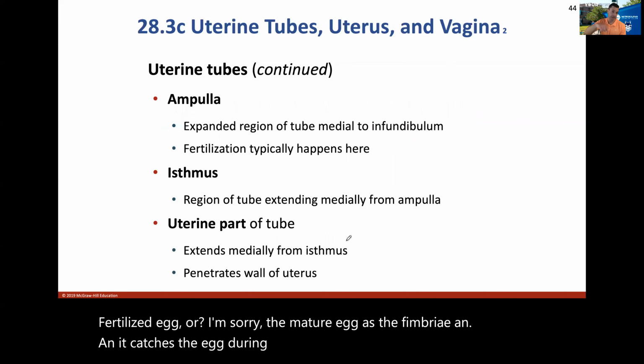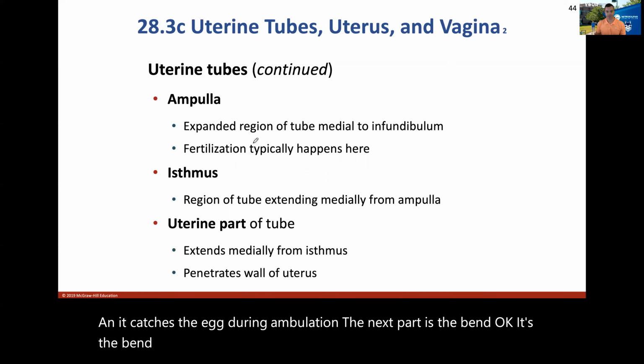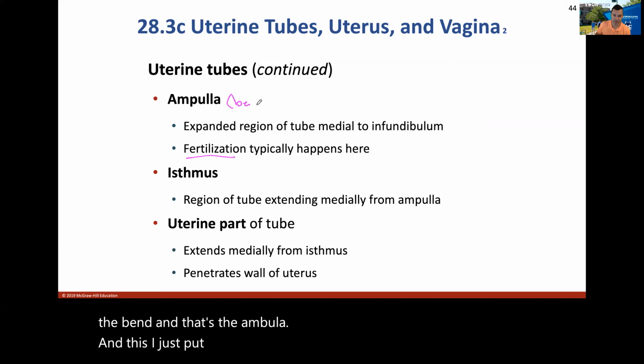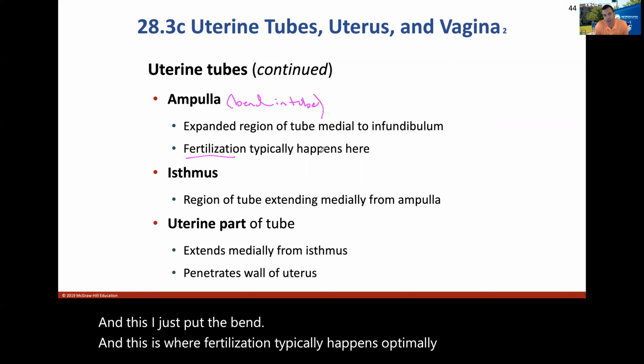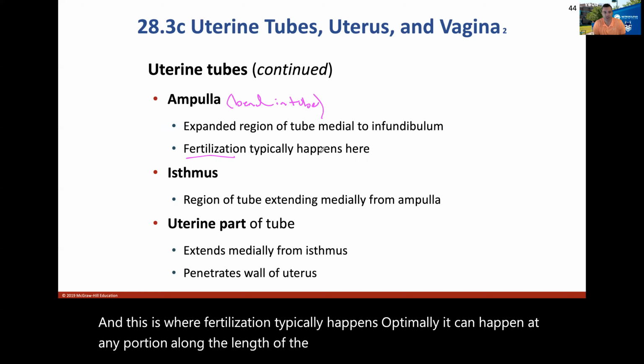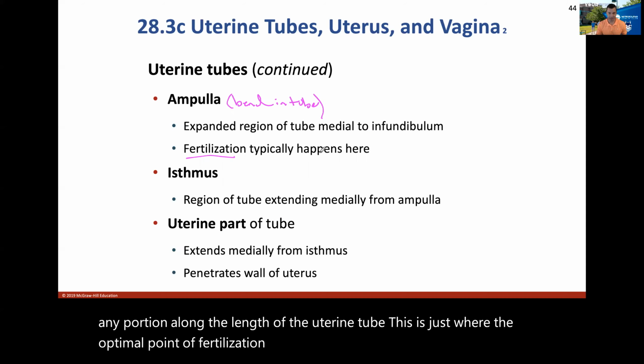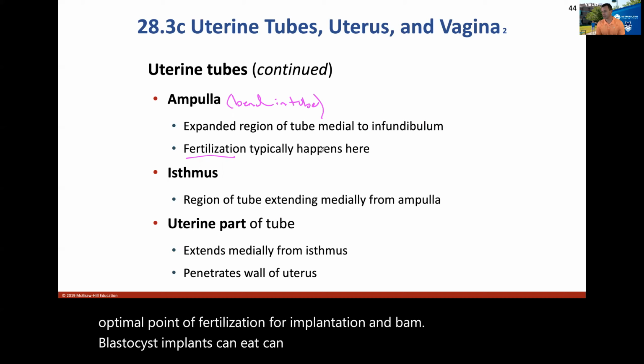The next part is the bend. It's the bend, and that's the ampulla. And this is where fertilization typically happens, optimally. It can happen at any portion along the length of the uterine tube. This is just the optimal point of fertilization for implantation, and the blastocyst can implant easily within the uterine lining there. So that's where this primarily occurs.